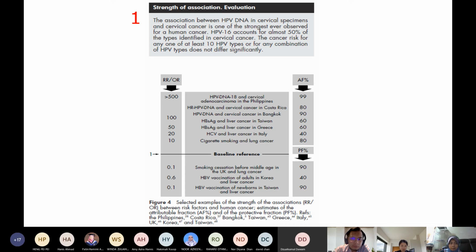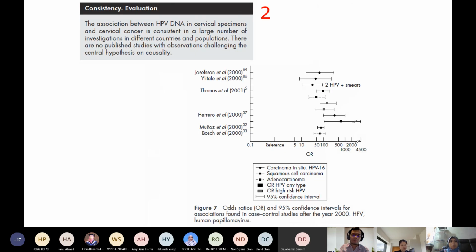compared to other viruses causing liver cancer. See, this is hepatitis B, hepatitis C. Okay, the strength is relatively low compared to HPV DNA. These are the baseline. RR, OR, baseline 1. Okay, next, consistency.